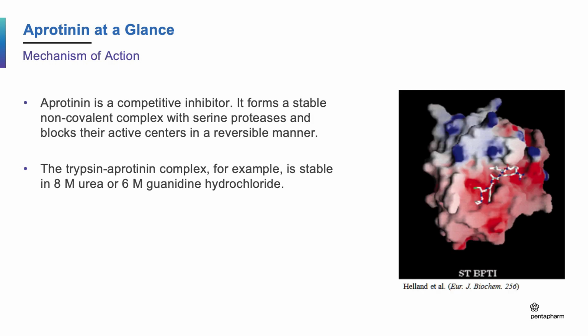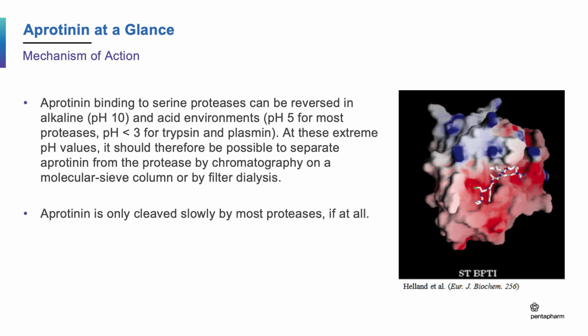Aprotinin is a competitive protease inhibitor. It forms a stable, non-covalent complex with serine proteases and blocks their active centers in a reversible manner. Aprotinin binding to serine proteases can be reversed in alkaline or pH 10 and acid environments. Acid environments in which the binding can be reversed are pH 5 for most proteases and pH less than 3 for trypsin and plasmin. At these extreme pH values, it is possible to separate aprotinin from the protease by chromatography on a molecular sieve column or by filter dialysis. Aprotinin is only cleaved slowly by most proteases, if at all.